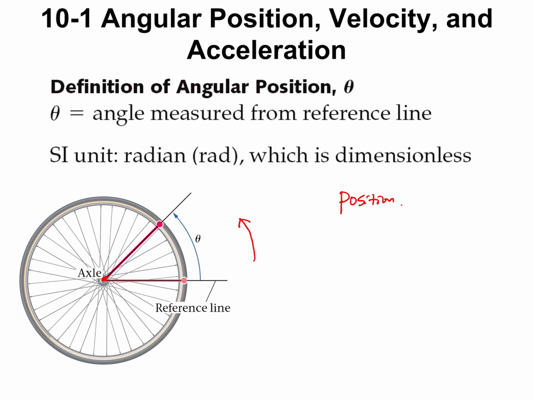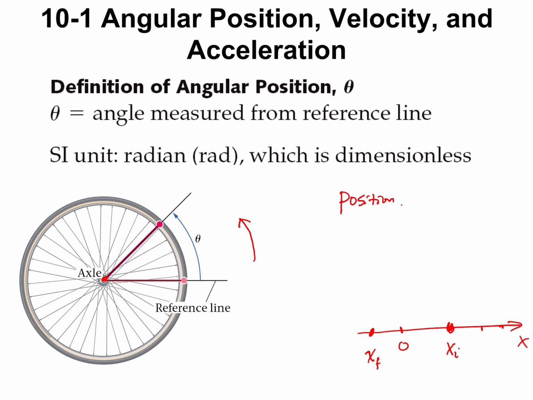Well, in linear motion, we describe position by using a coordinate system. Like this is a coordinate system, right? And these coordinates tell you the position. So you start from here, x initial, right? And you end up here, x final, right? So position is described by coordinates.